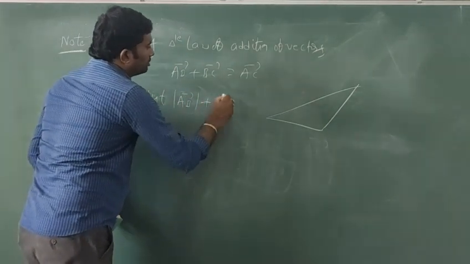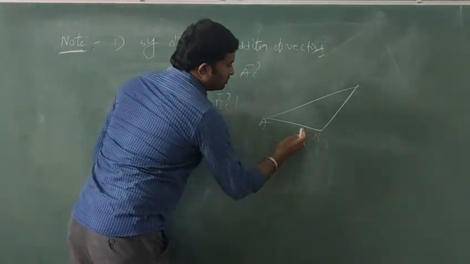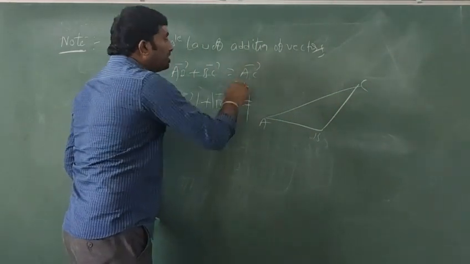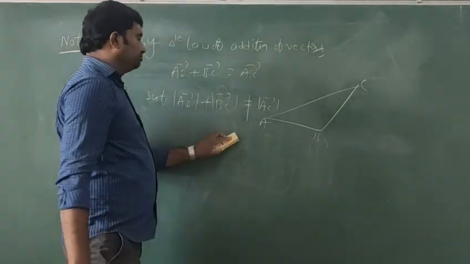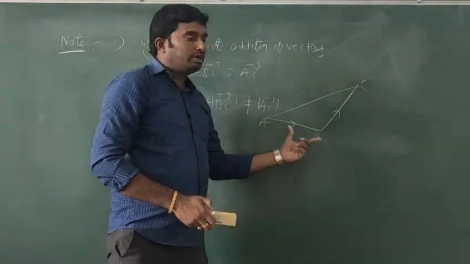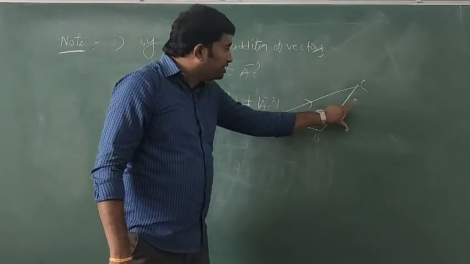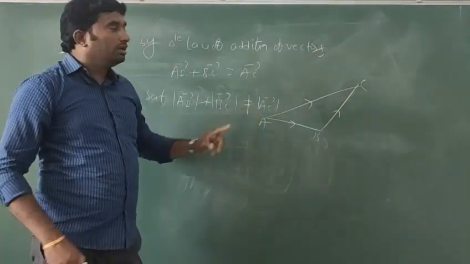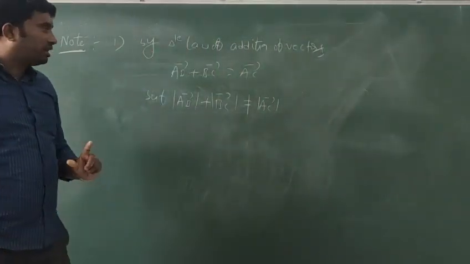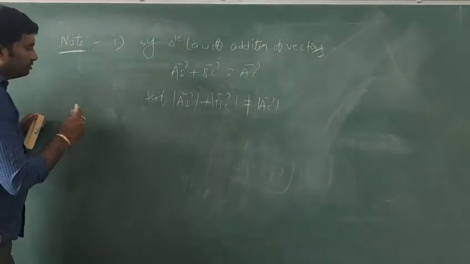Mod AB bar. What is the meaning of mod AB bar? Magnitude, length. Mod AB bar plus mod BC bar is not equal to mod AC bar. Very important result. The sum of two vectors is the third side of the triangle, but the sum of the two magnitudes is not equal to the magnitude of the third side. This is not possible. We can add vectors, but we cannot add magnitudes. This is one of the important observations.